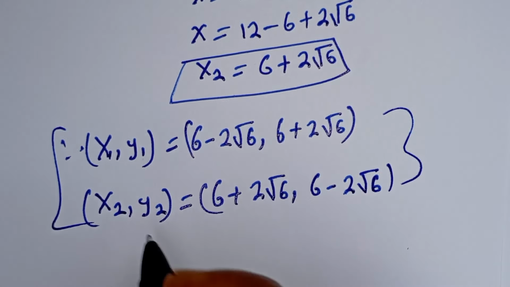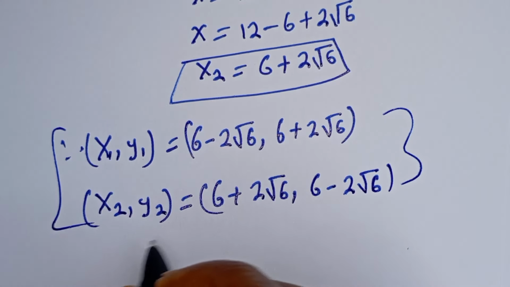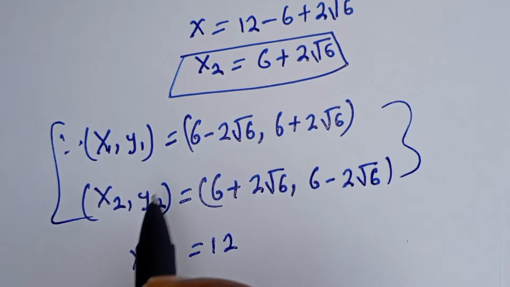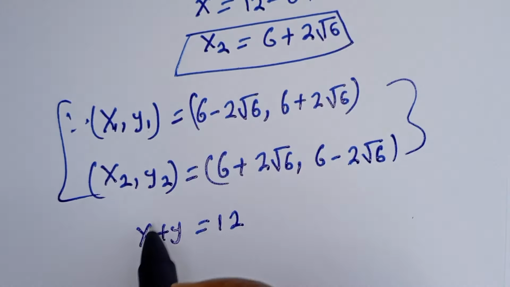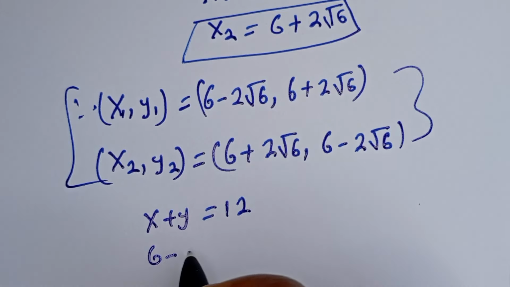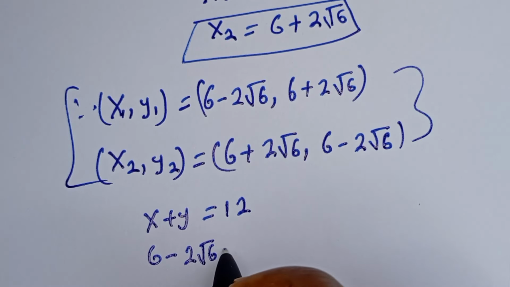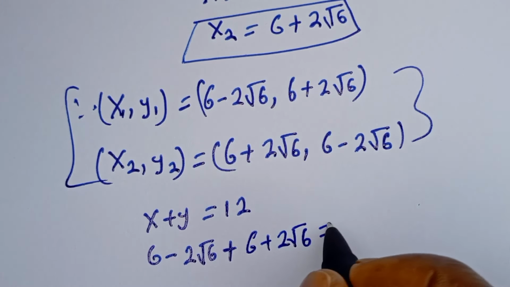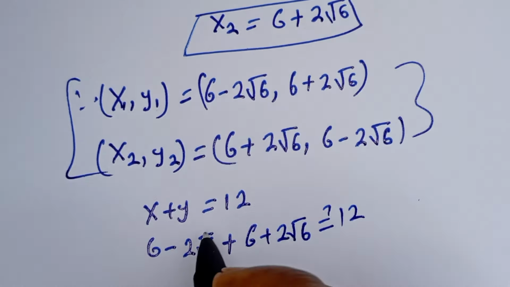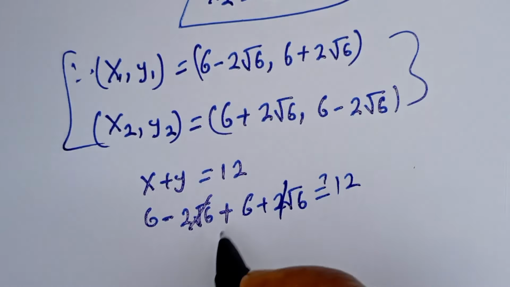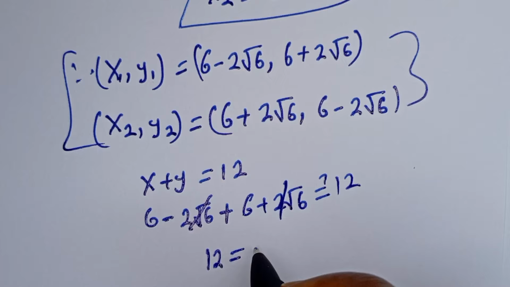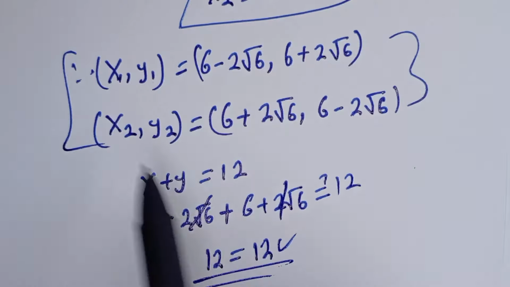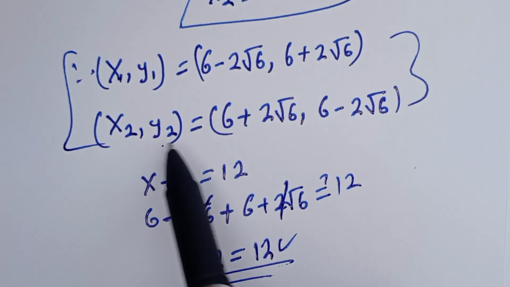Let's check. To check, from equation 1, x plus y is equal to 12. Let's check. You see x1, y1. Then when x1 is 6 minus 2 root 6 plus y is 6 plus 2 root 6 must be equal to 12. This will cancel this. 6 plus 6, 12 is equal to 12, which is true.